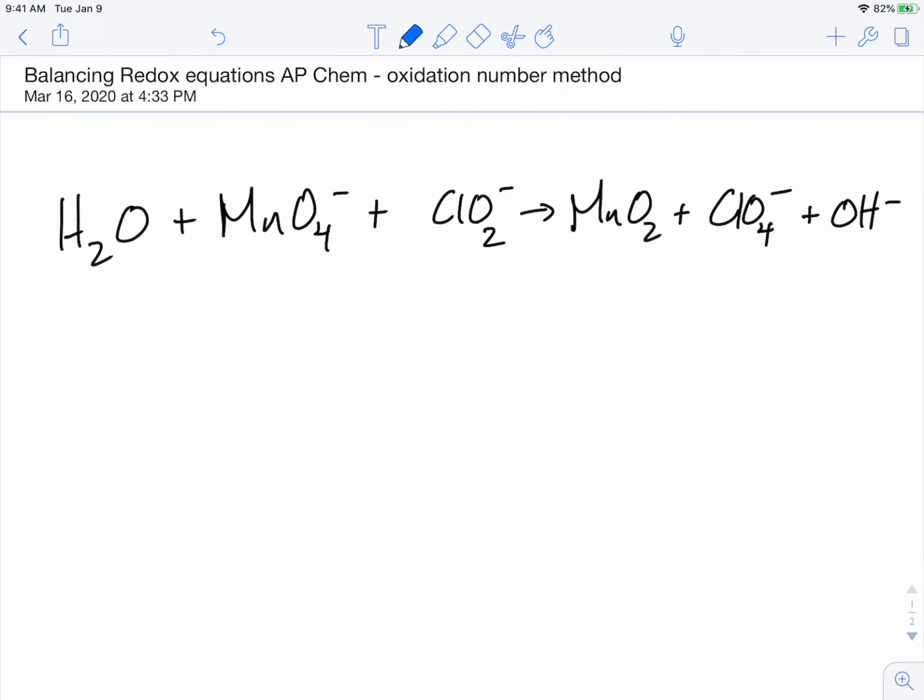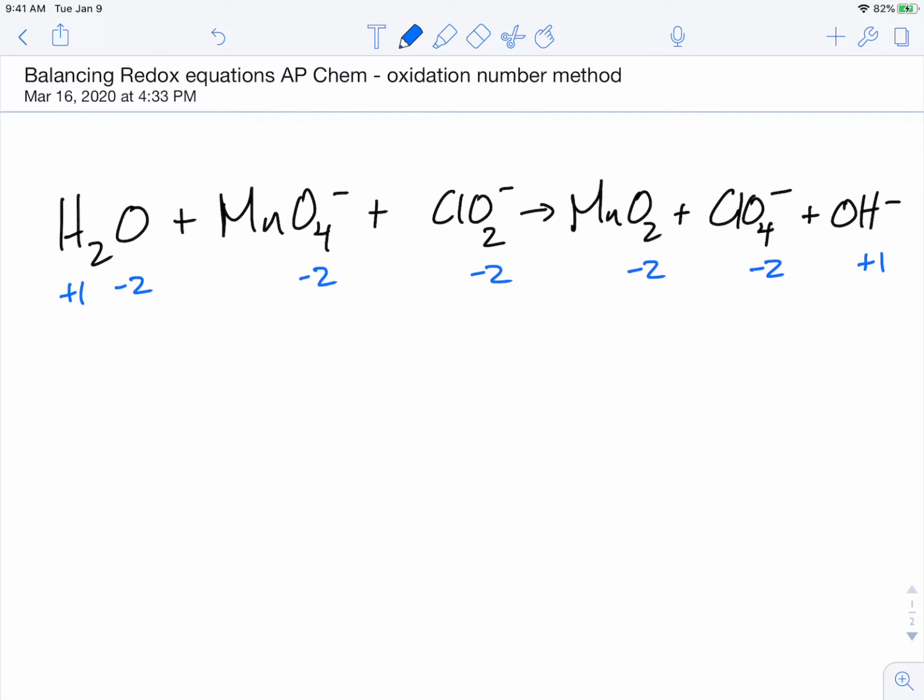So first thing that we need to do in an equation like this is we're going to assign the oxidation numbers. So let's go ahead and do that. Hydrogen is normally +1, so we can go ahead and do that for all of our hydrogens. And then oxygens are usually -2 unless they're in a peroxide. And even though we have MnO2, this is manganese dioxide. This is not a peroxide.